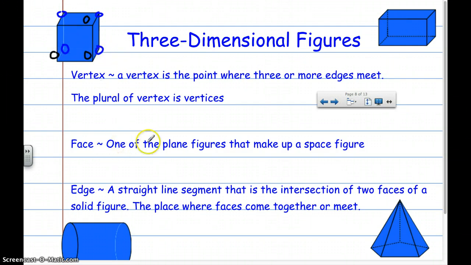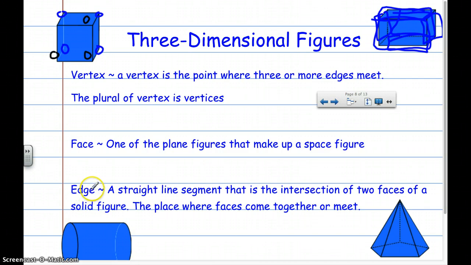The face, a face of one of the plane figures that makes up a space figure. So this is the face, this rectangle. It makes up the entire solid, but this is a face, and this is a face, this is a face, this is a face, this is a face, and the back is a face.